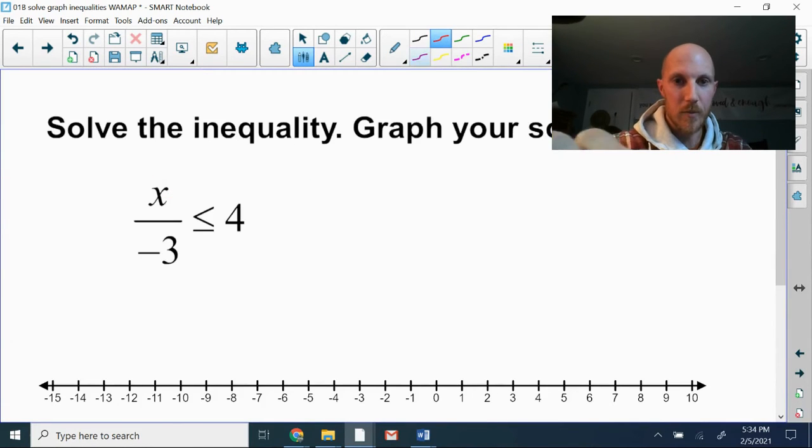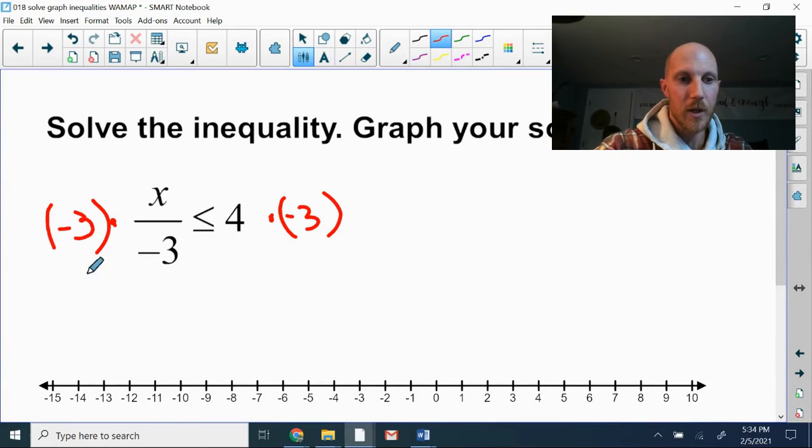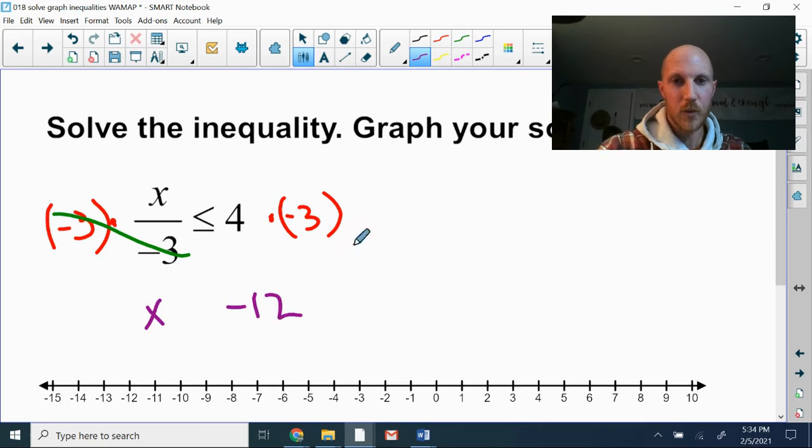All right, this time I will have to multiply by negative 3. I'm going to put parentheses around my negative 3 to keep that negative sign attached so I don't get confused with subtraction. So these will cancel. X is going to come down. Let's think about these numbers first. 4 times negative 3 is negative 12.